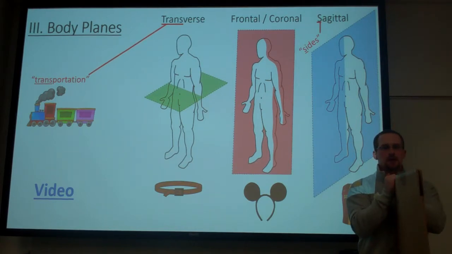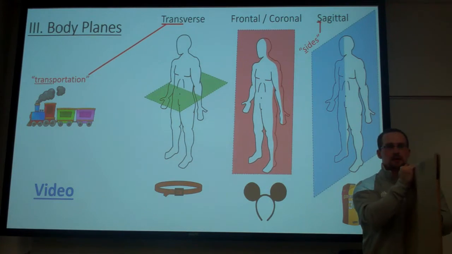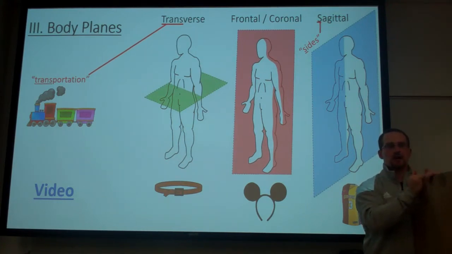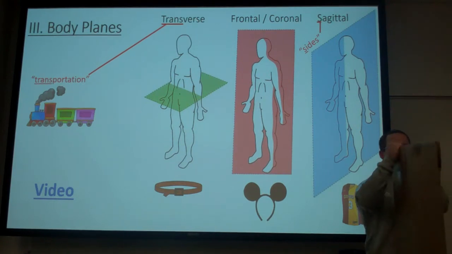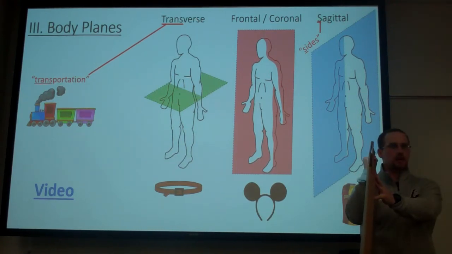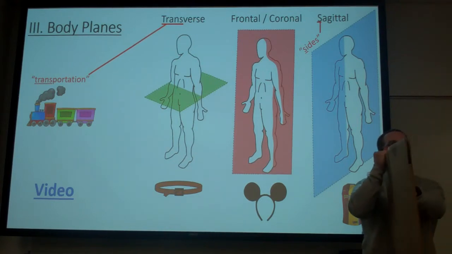Now, there's an unlimited amount of sagittal planes. My sagittal plane could cut me directly in the middle. It could cut me here, where I've got more on my right side, less on my left. It could cut me over here. So there's an unlimited number of sagittal planes.